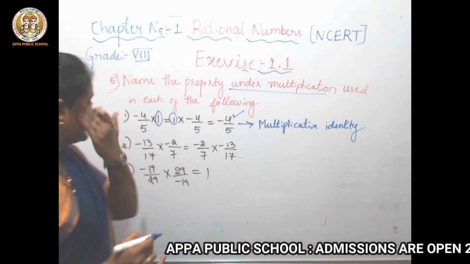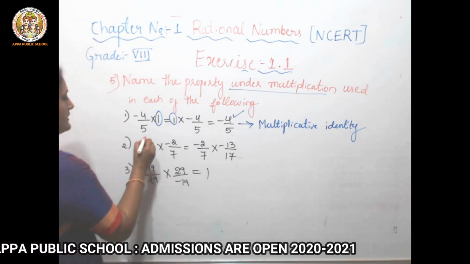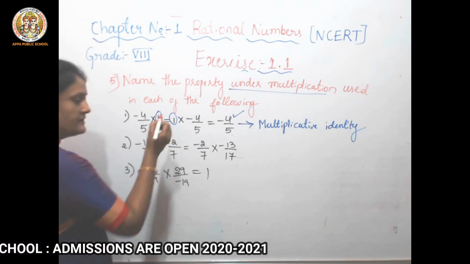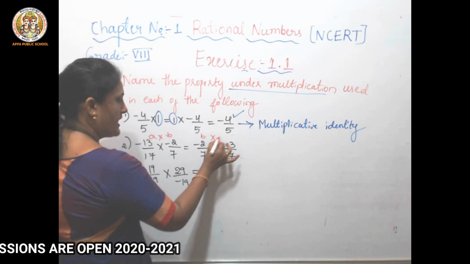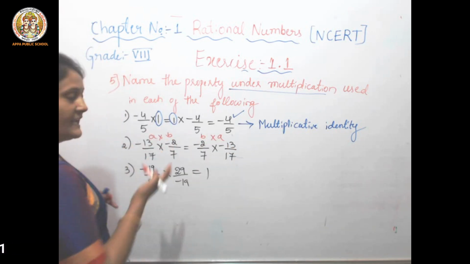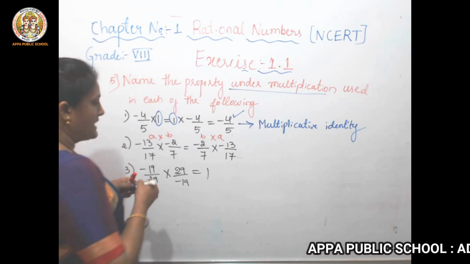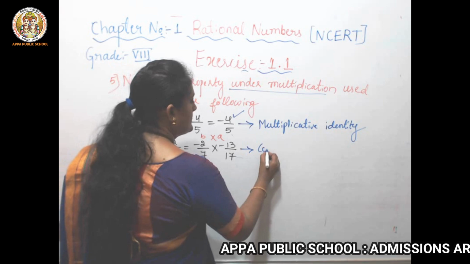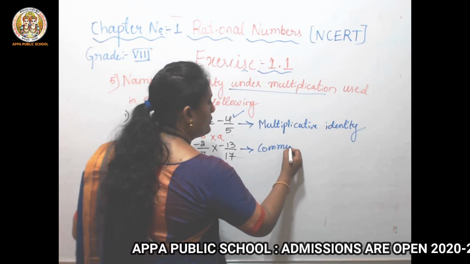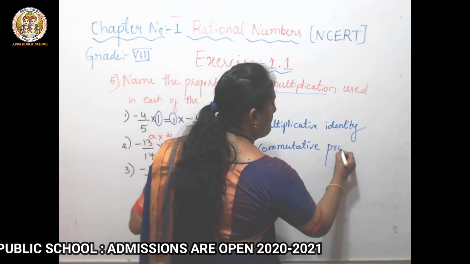Isn't it? In a similar way you can check the second one. Here A into B, B into A. We are interchanging the numbers, and then also we get the same result. It means it's the commutative property under multiplication, isn't it? Commutative property.